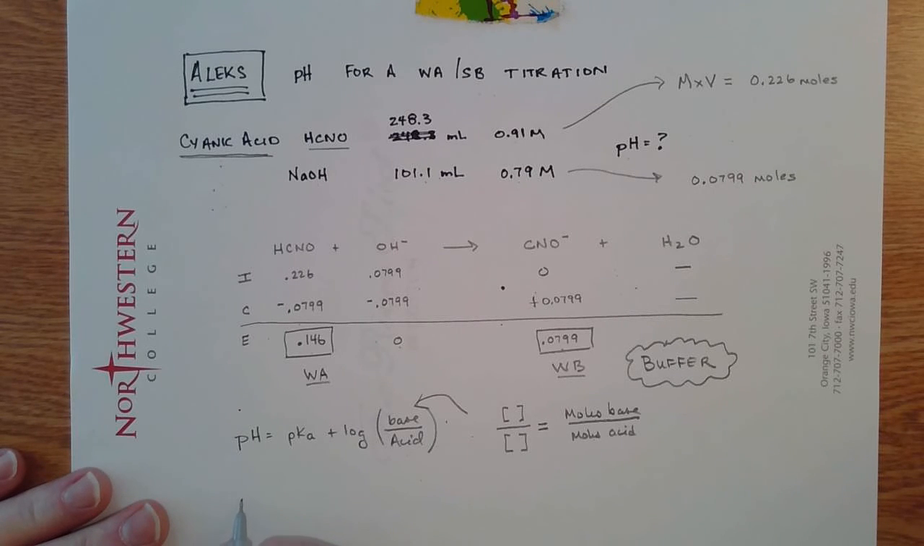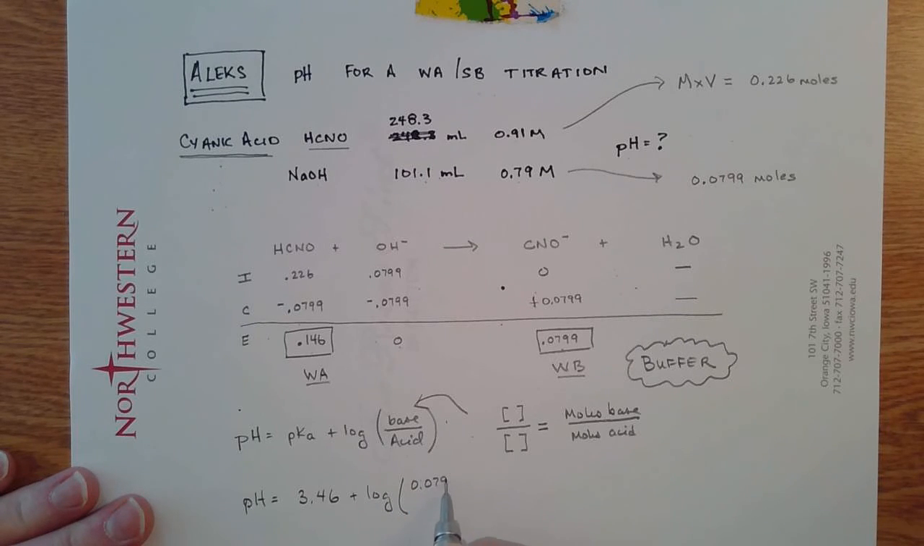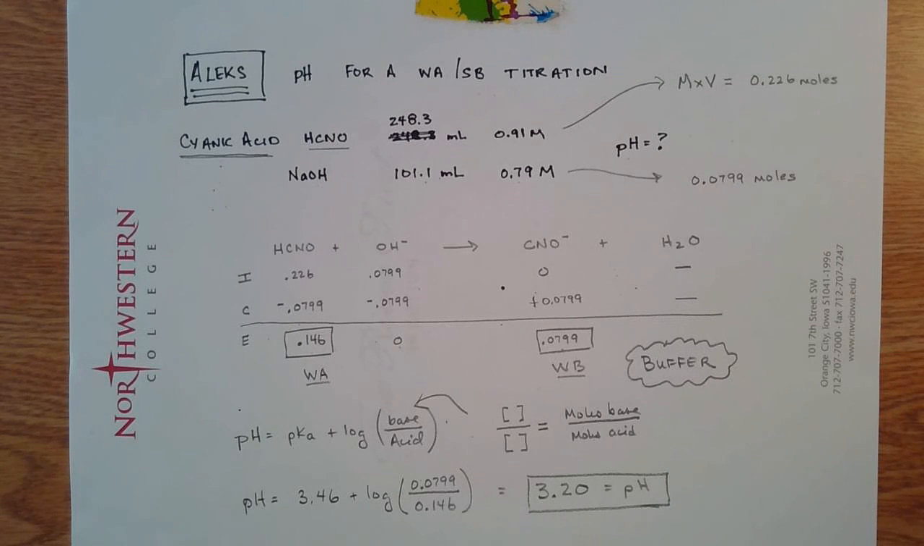So let's fire this up then. Our pH is going to be equal to the pKa, which Alex tells us is 3.46 for this acid, plus the log of 0.0799 divided by 0.146. And if you do all of that math, you end up with a pH of 3.20. So 3.20 is our answer.